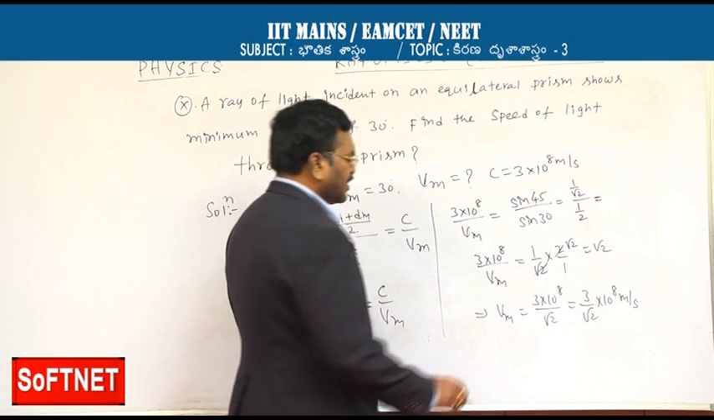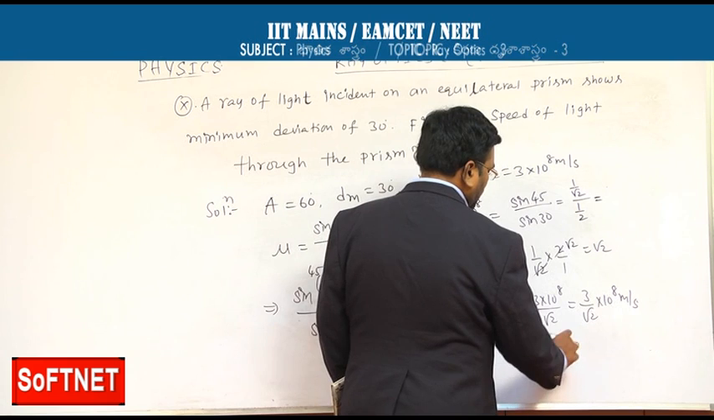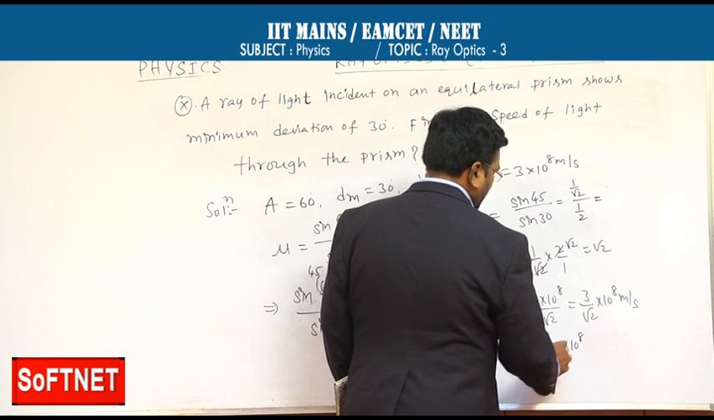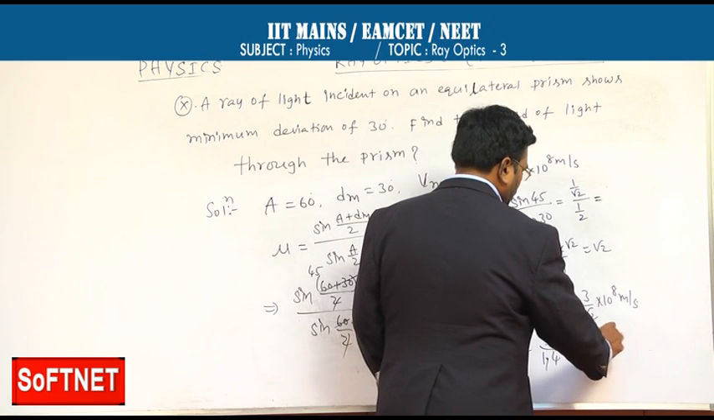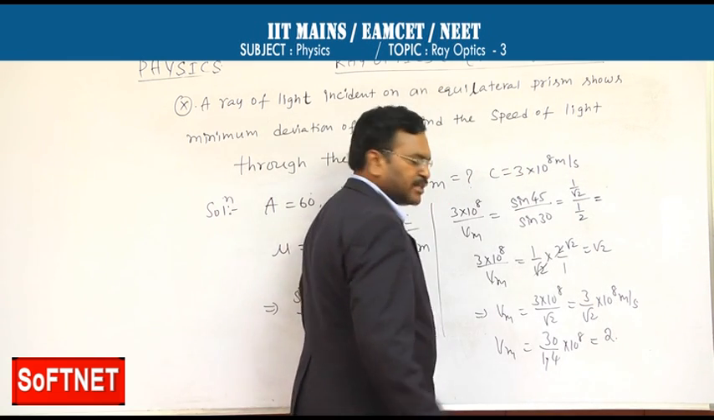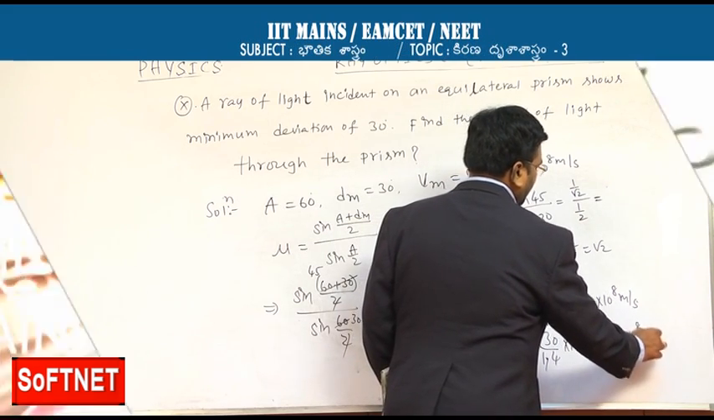Otherwise you simplify. Velocity of light in medium is equal to what we write now? 3 by 1.4 into 10 to the power of 8. Means what? 30 by 14. 30 by 14, how much? 2 times 14 is 28. So 2.1. 2.1 into 10 to the power of 8 meter per second.